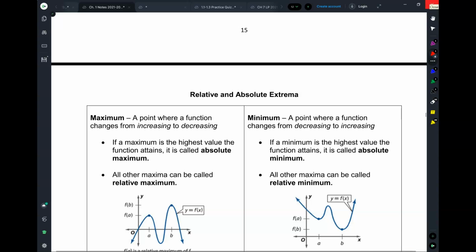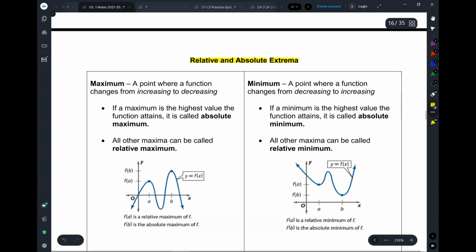Together, like as an umbrella, maxima and minima are all called extrema. And when we talk about extrema, we talk about relative and absolute extrema. All right, so let's talk about what that means. A maximum, by definition, is a point where the function changes from increasing to decreasing. Now, if a maximum is the absolute highest value that the function attains, it's called the absolute maximum, and all other maxima are called relative maxima.